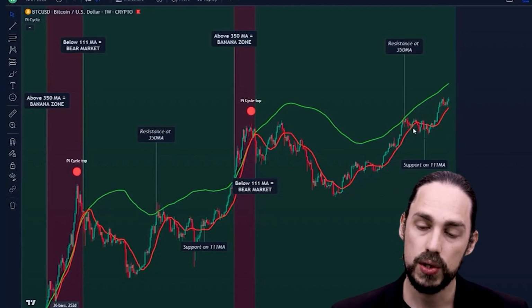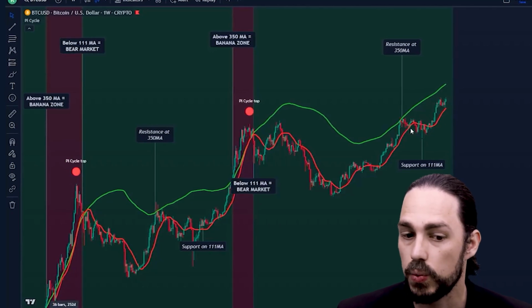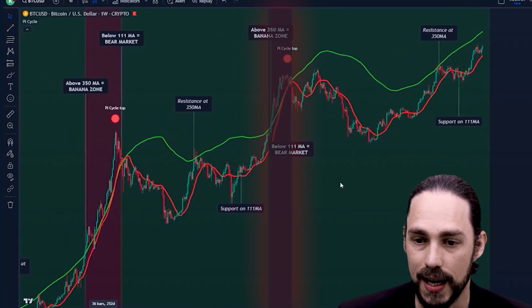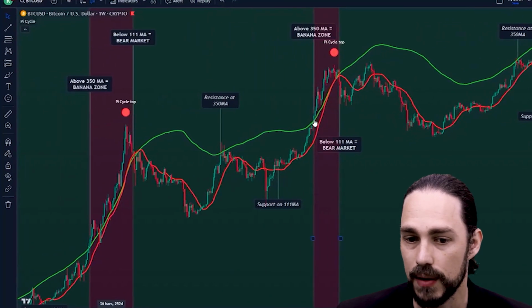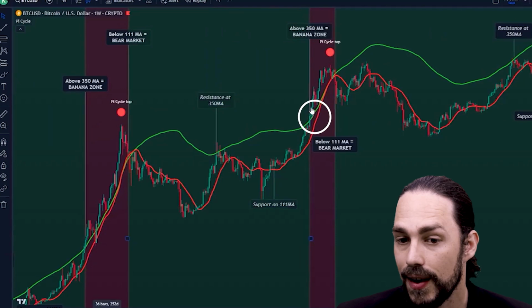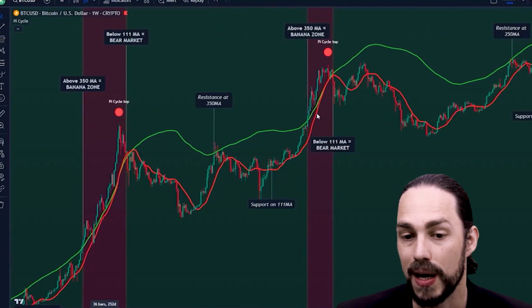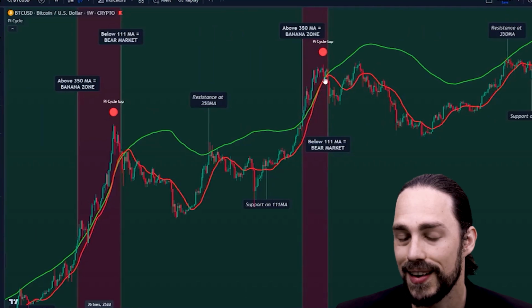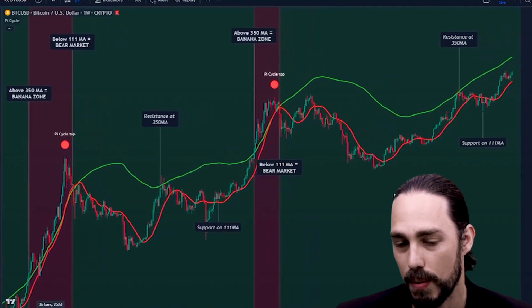So if we were to repeat the previous patterns, what we are specifically looking for is the start of this banana zone, this red highlighted area I have on the chart here. We need Bitcoin to break above the green line, and then we are in a position for the Pi cycle top, this red line, to start catching up and be in a position to print the next Pi cycle top.